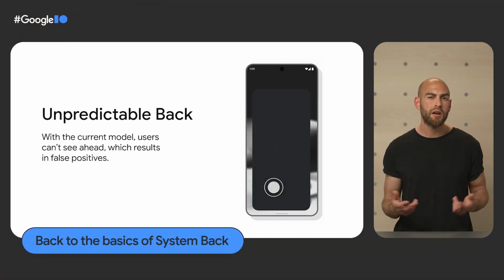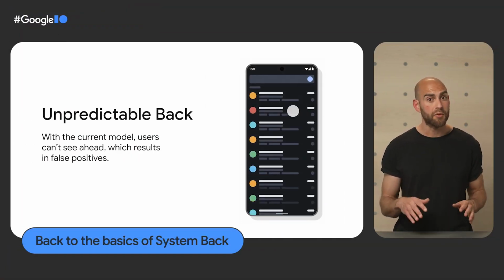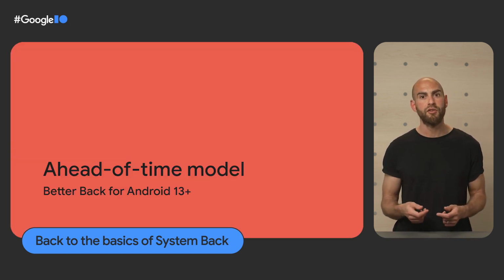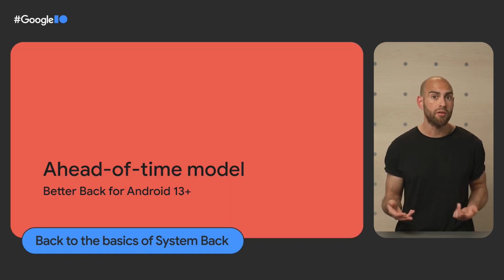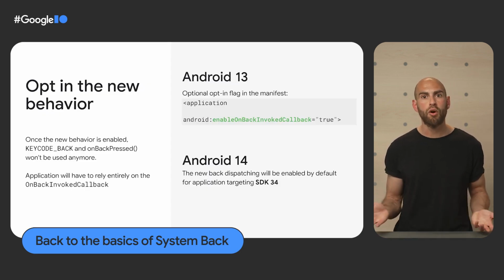The iconic Android back action has evolved from a physical button to a software affordance to an ergonomic gesture. But it can sometimes be unpredictable where pressing back will take you. We want to make this more predictable and fluid for both you and your users. Android 13 introduces the evolution of back with a brand new opt-in API, letting you tell the system ahead of time whether you're handling back or not.